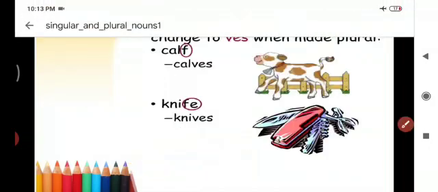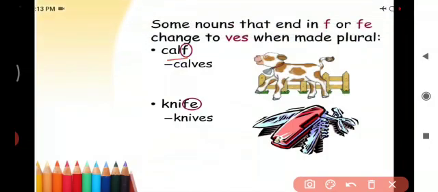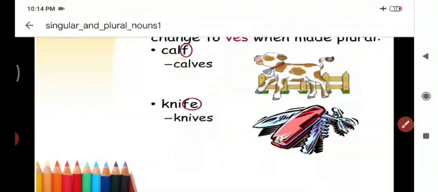So see here, calf. What we need to do, it ends with f, right? So we need to change it to ves, calves. Okay. Knife, it ends with fe. In plural form, we need to change it to ves. Instead of fe, we need to change that to ves. So knives. Okay, children.